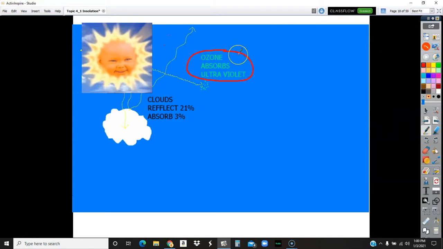Ozone. Again, we talked a little about that in the first video. Ozone's job is to absorb the ultraviolet rays. So you've got UVA and you've got UVB. Its job is to soak up those ultraviolet rays so that they don't reach the surface to affect humans.